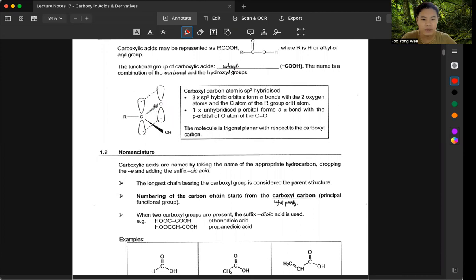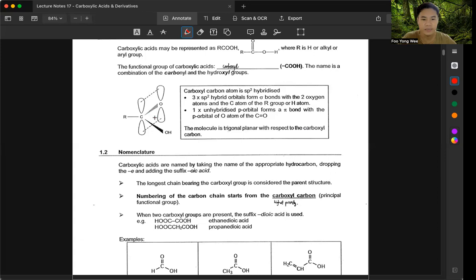And if we observe the structure of carboxylic acid, it is sp2 hybridized, right? Because it forms 3 bonds. So there are 3 sp2 hybrid orbitals forming sigma bonds with 2 oxygen atoms and the C atom of the R group, or could be a H atom. There is one more unhybridized p orbital here that forms a pi bond with the p orbital of the O atom of the C double bond O.